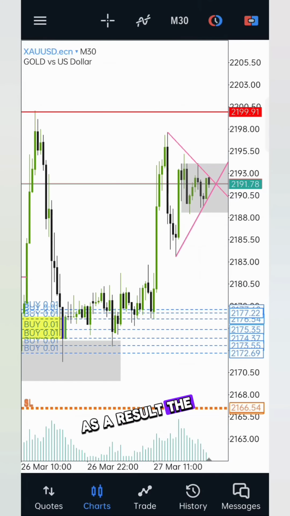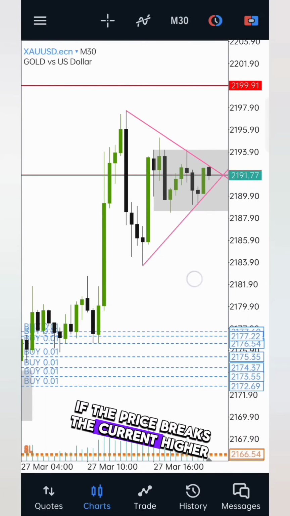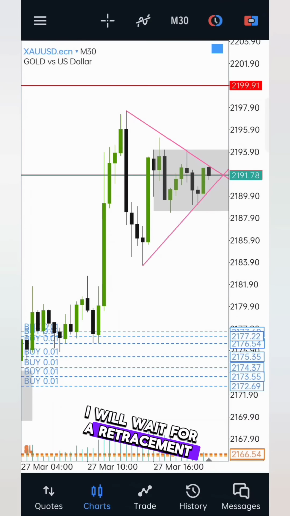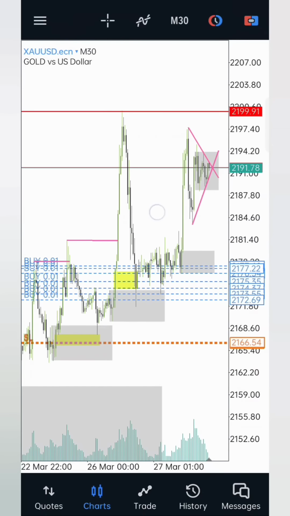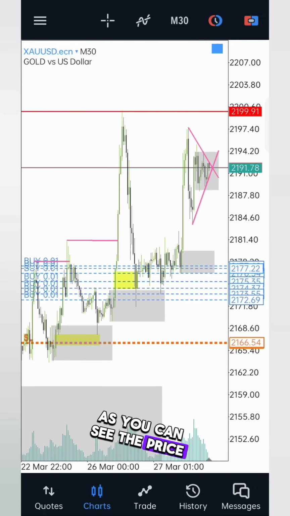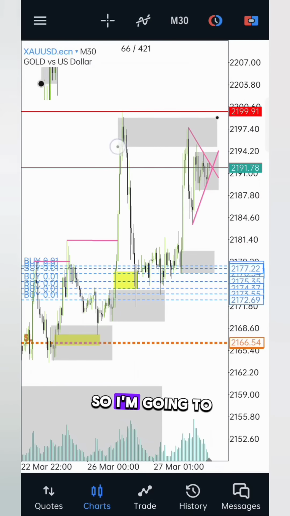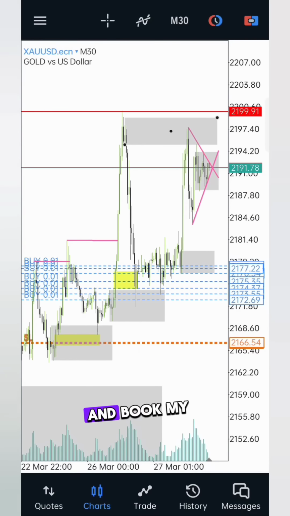As a result, the price has generated a new demand zone with some imbalances. If the price breaks the current higher high, I will wait for a retracement and place positions in the demand zone again. As you can see, the price is now in the supply area, so I'm going to close all of my open orders and book my earnings.